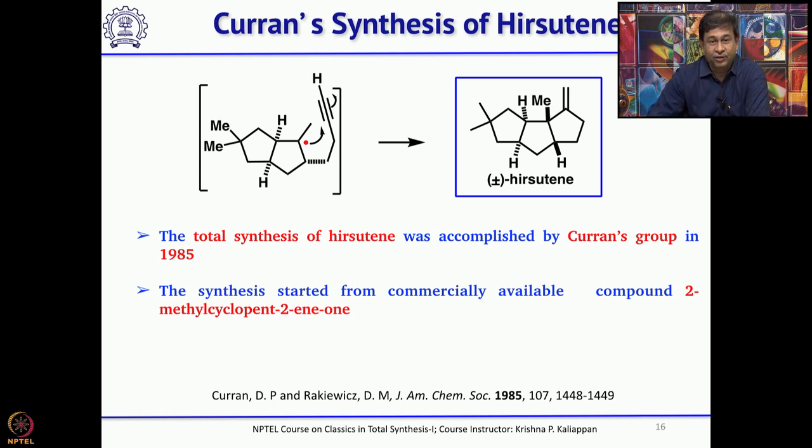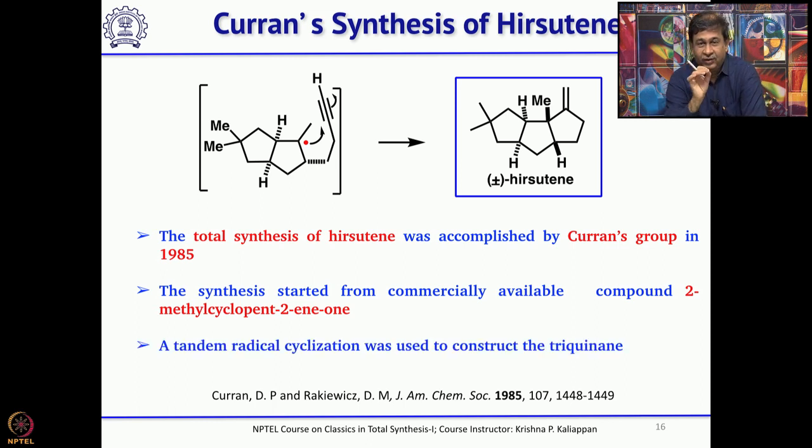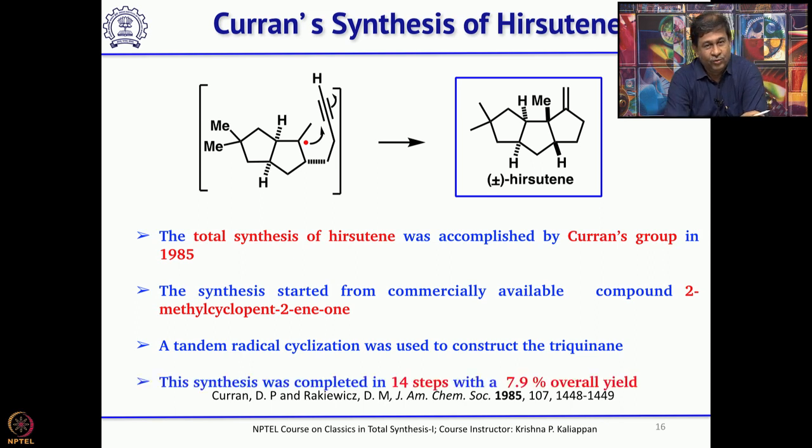If you look at the overall process, the total synthesis of hirsutin was made from commercially available 2-methyl cyclopentanone, and it involved three key reactions: Claisen rearrangement, SN2 prime substitution, and tandem radical cyclisation. The overall yield for this whole sequence was close to 8%, and considering that it is a 14 step process, 8% is a very, very good yield.